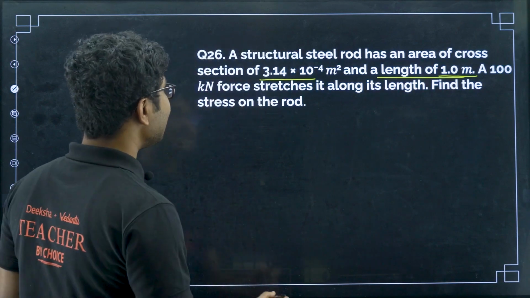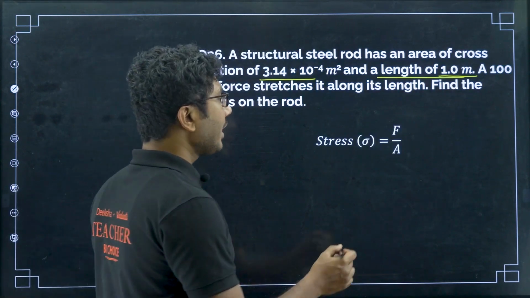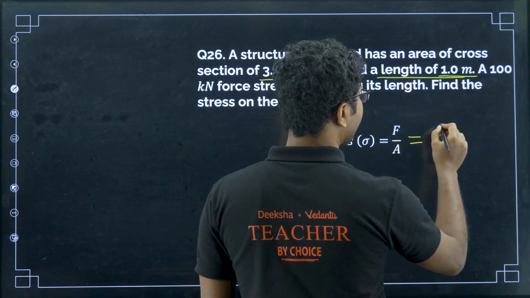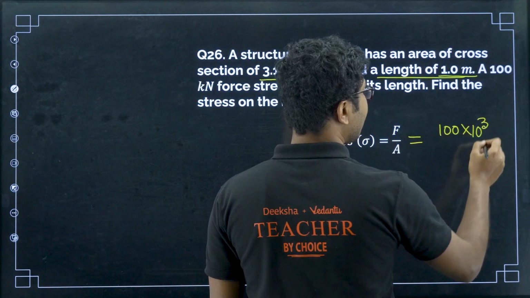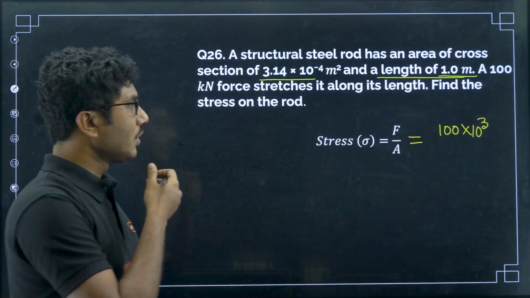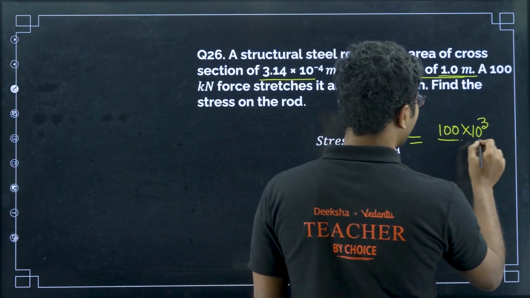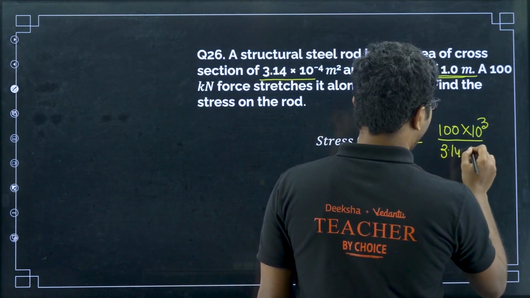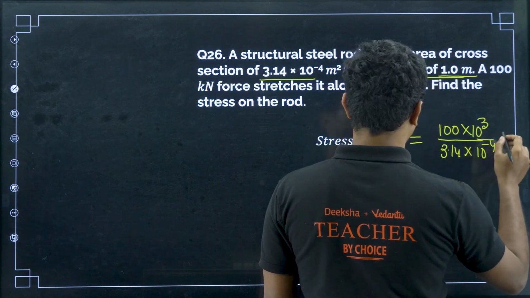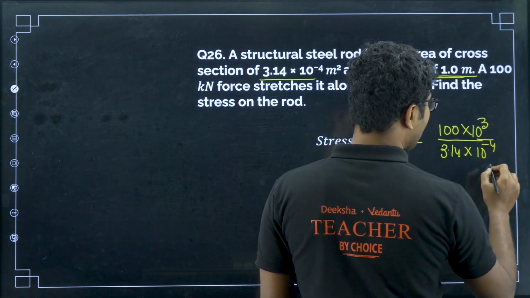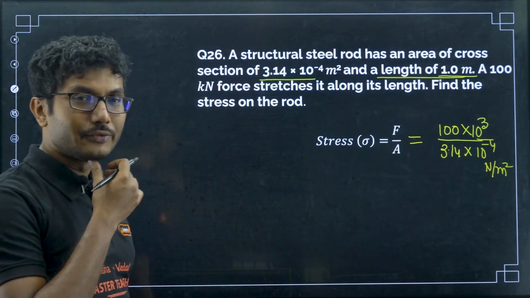Stress is basically defined by force by area. So, what is the force here? Force is 100 kilonewton. Kilonewton means 10 to the power of 3 newtons. What is the area? Area is given by 3.14 into 10 to the power of minus 4. So, this is the stress, and you have to be careful with the unit, which is Newton per meter square.